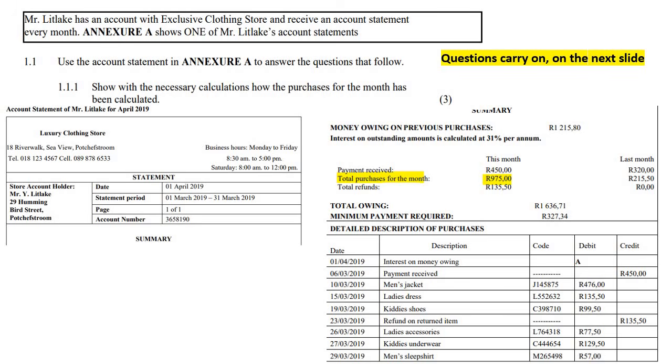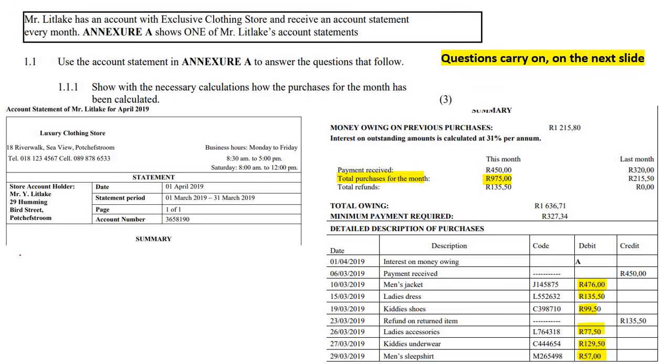So here we can see this person purchased a men's jacket, a lady's dress, kiddie's shoes, ladies' accessories, kiddie's underwear, and a men's sleep shirt. Don't worry about this, this is interest. That is not a purchase. They asked us specifically for the purchases for the month.